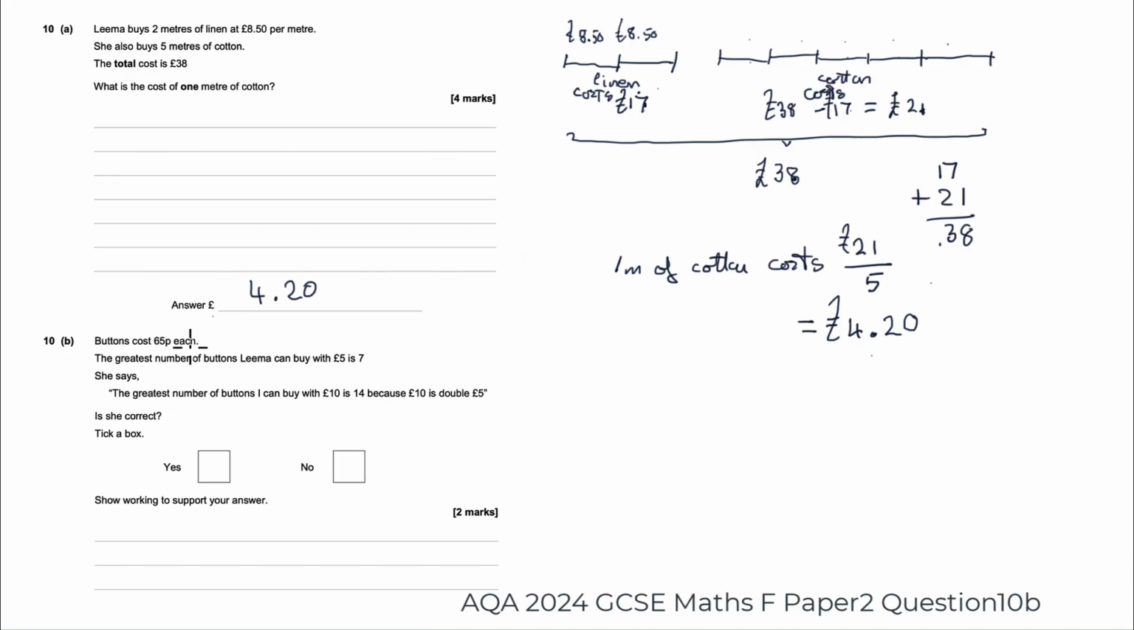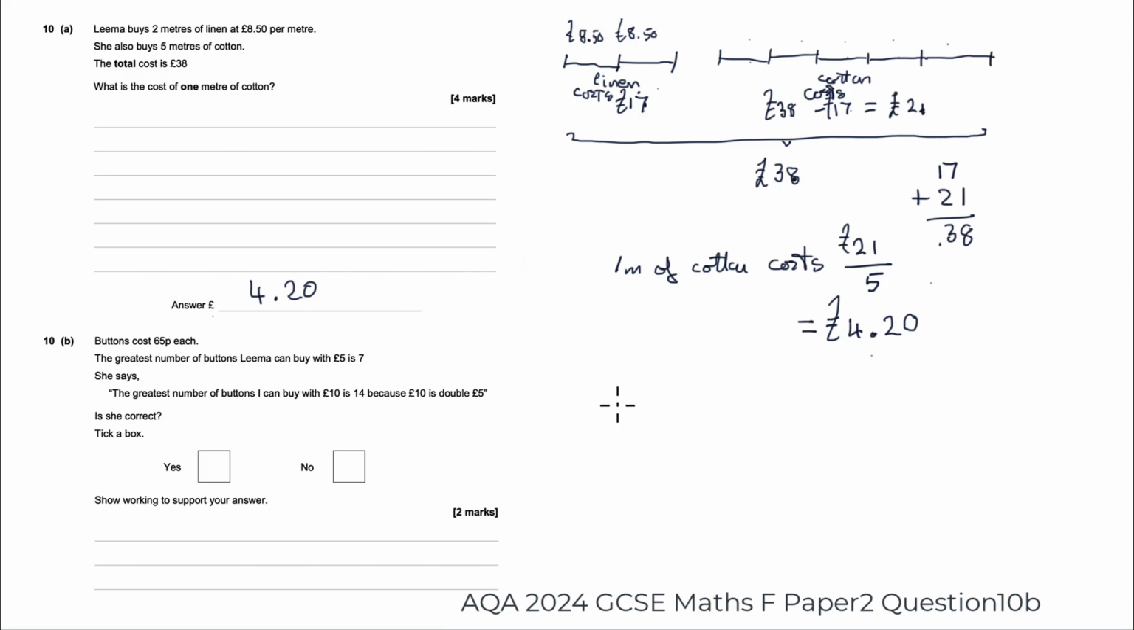cost 65 pence each. And the greatest number of buttons that Lima can buy for £5 is 7. And she says the greatest number of buttons I therefore can buy for £10 is 14, because if you double 5, you get 10. And if you double the 7, I'll get the 14. Is she correct? And we have to do some working out for that.